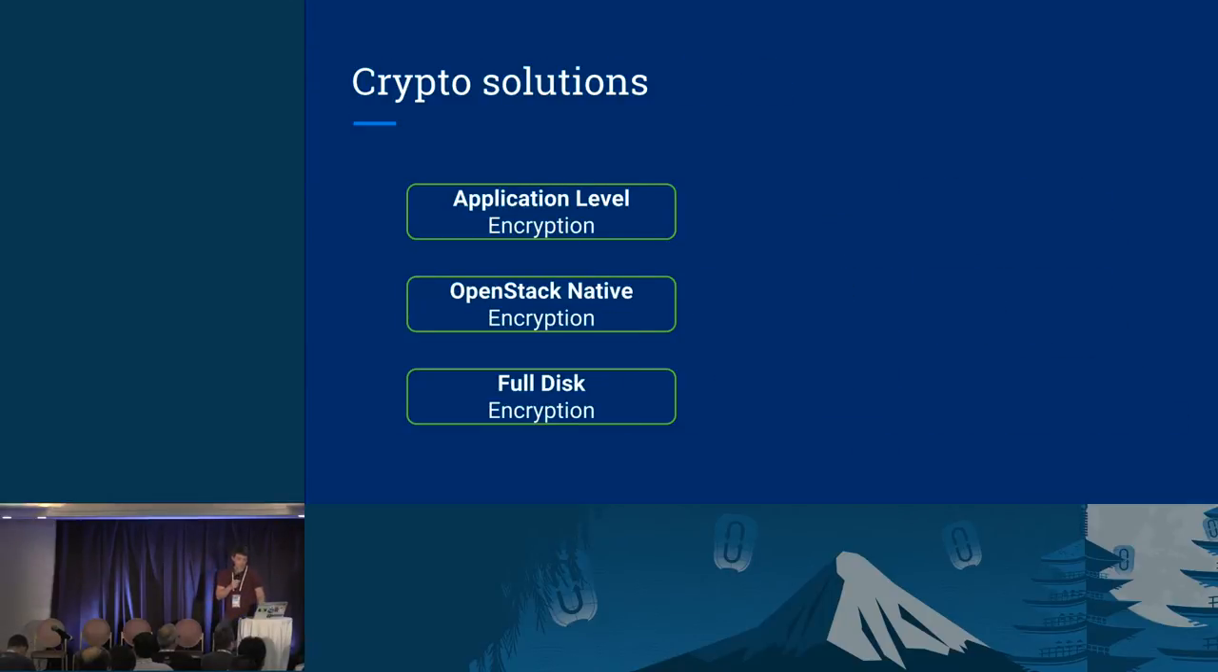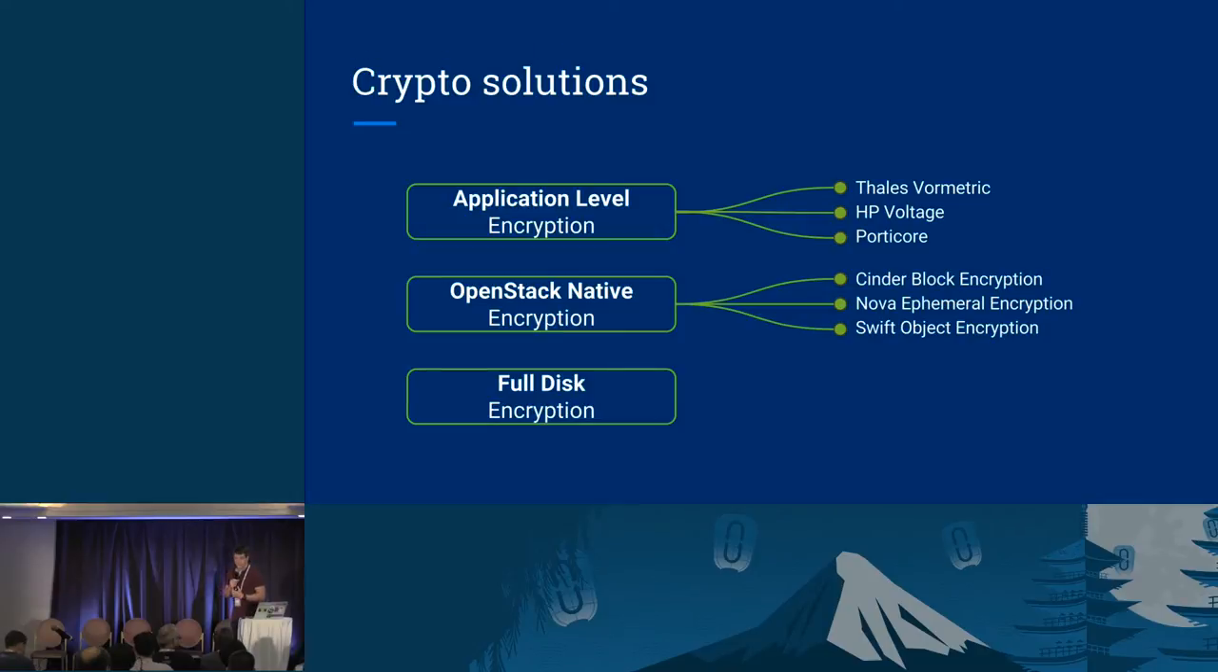So where are we with solutions on these today? Application level, it's pretty much been solved in the commercial space already. So I'm not going to spend a huge amount of time on that because we've got loads to cover, but those are three companies you might want to go look at. OpenStack native encryption. So here we're really looking at the most core services in OpenStack, be it Cinder, Nova, and Swift. And in a minute or two, I'll go through the status of each of those services and where they want to be by the end of the next release.